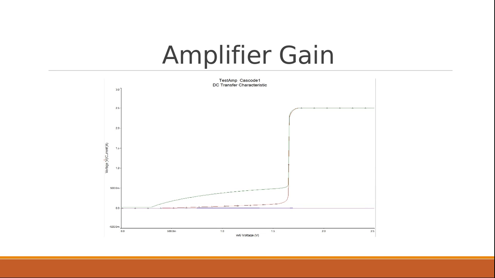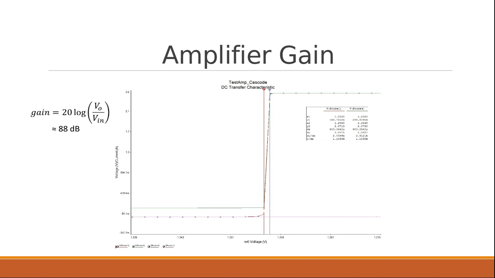Here we can see a plot of the amplifier gain. This was measured with a DC sweep. The high gain region we see in the middle is where the inputs were close to each other, and we also saw some interesting behavior in some of the other nodes, possibly due to capacitance. And in this slide, we zoomed in so that we could actually measure the slope, and we determined that the gain was 88 decibels.